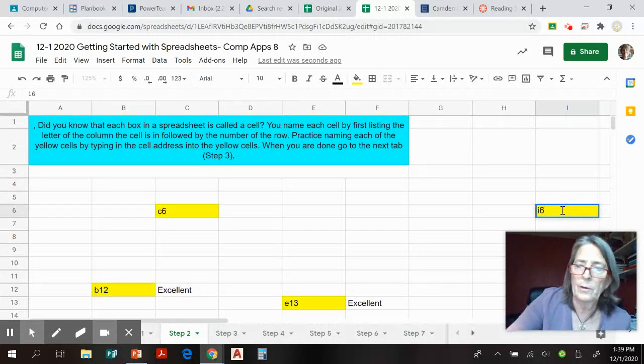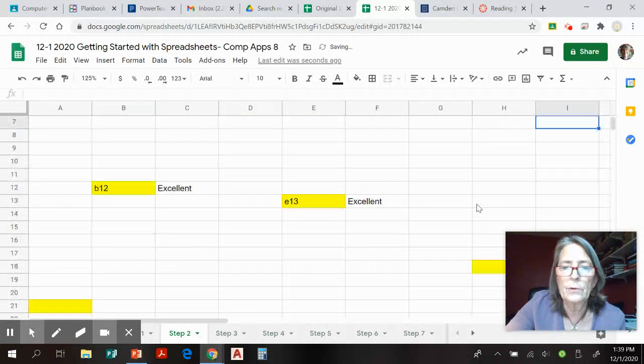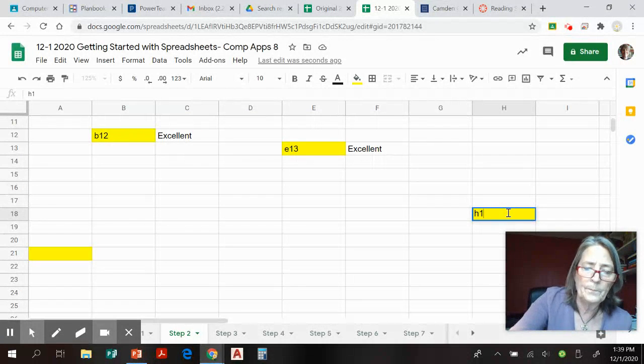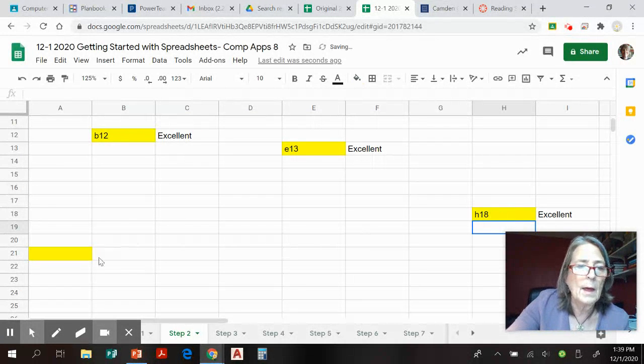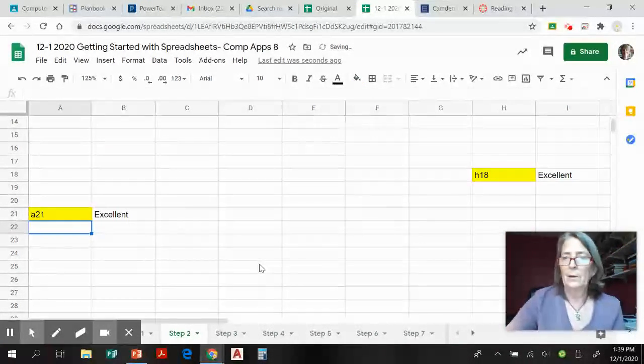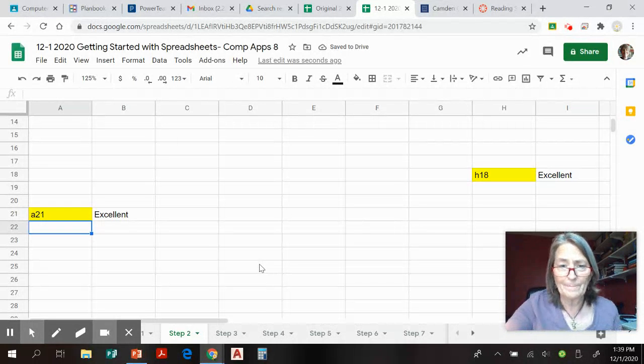It's like playing Battleship. Okay, and we're going to scroll down. There's a couple more. We have H18 and also A21. All right, so I did an excellent job. I'm so proud of myself.